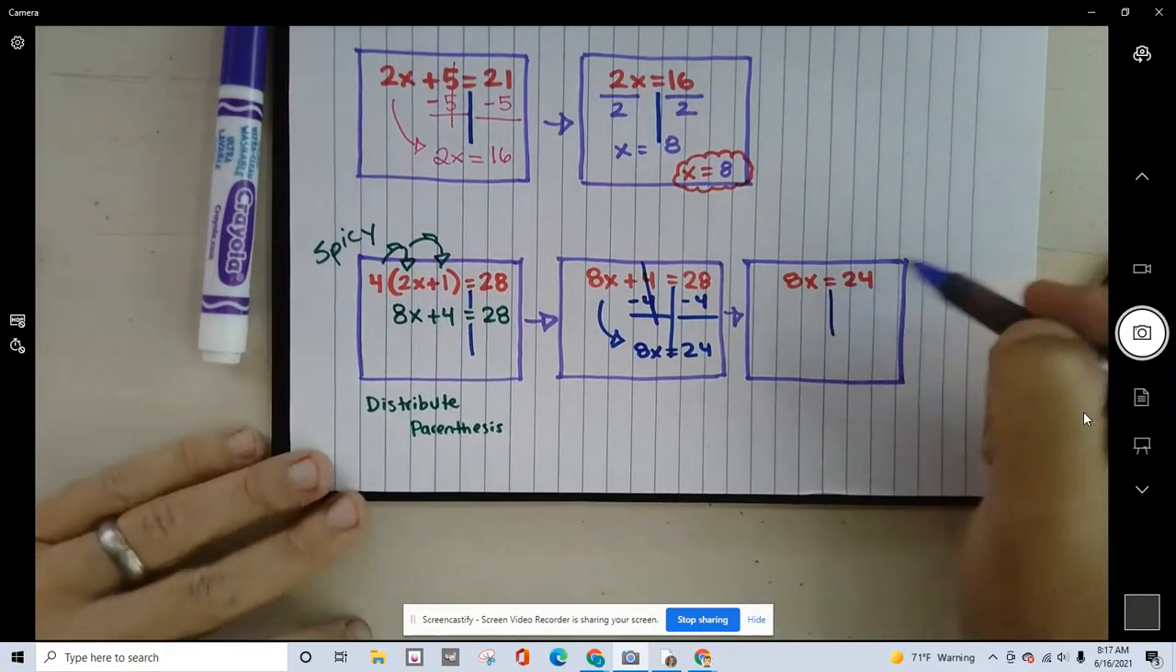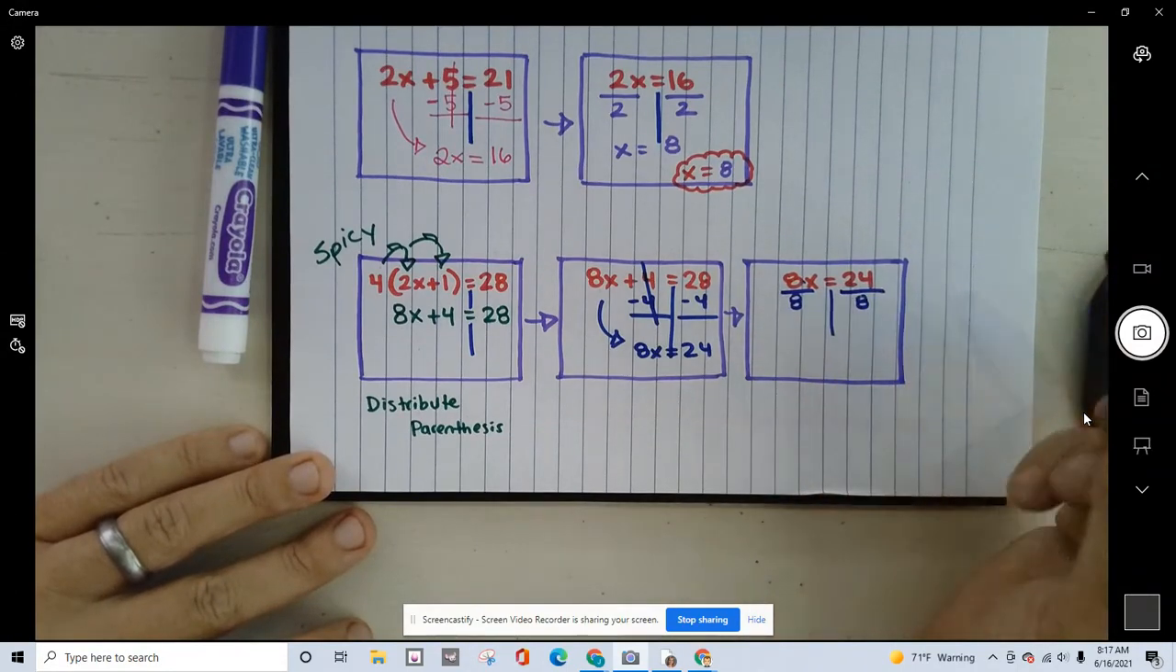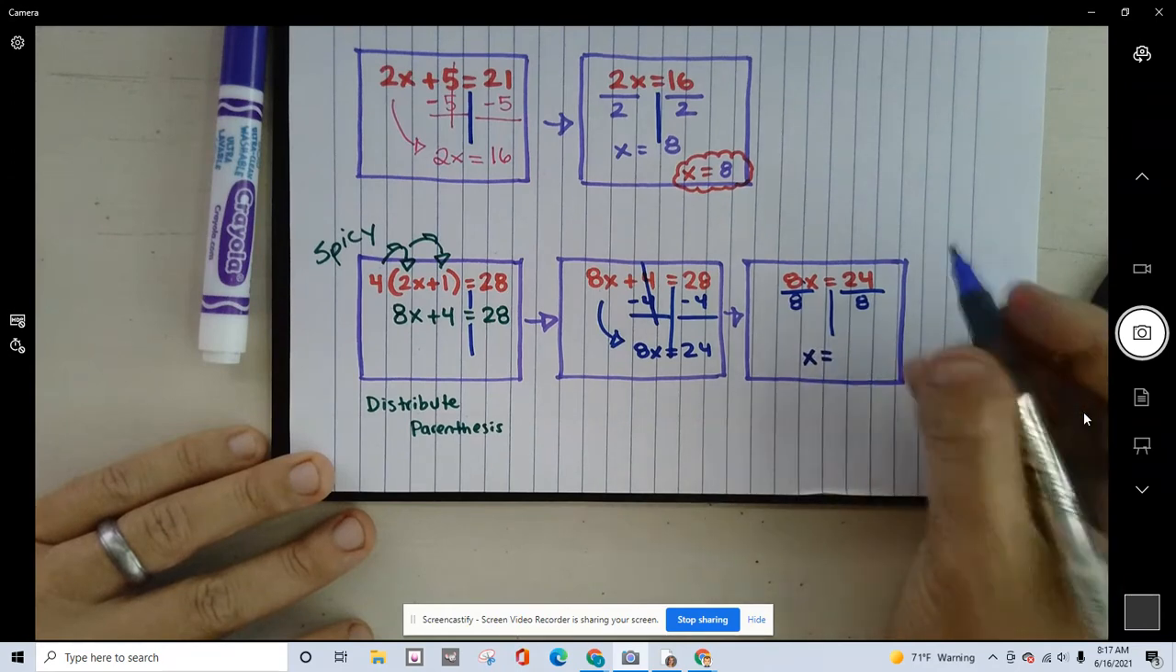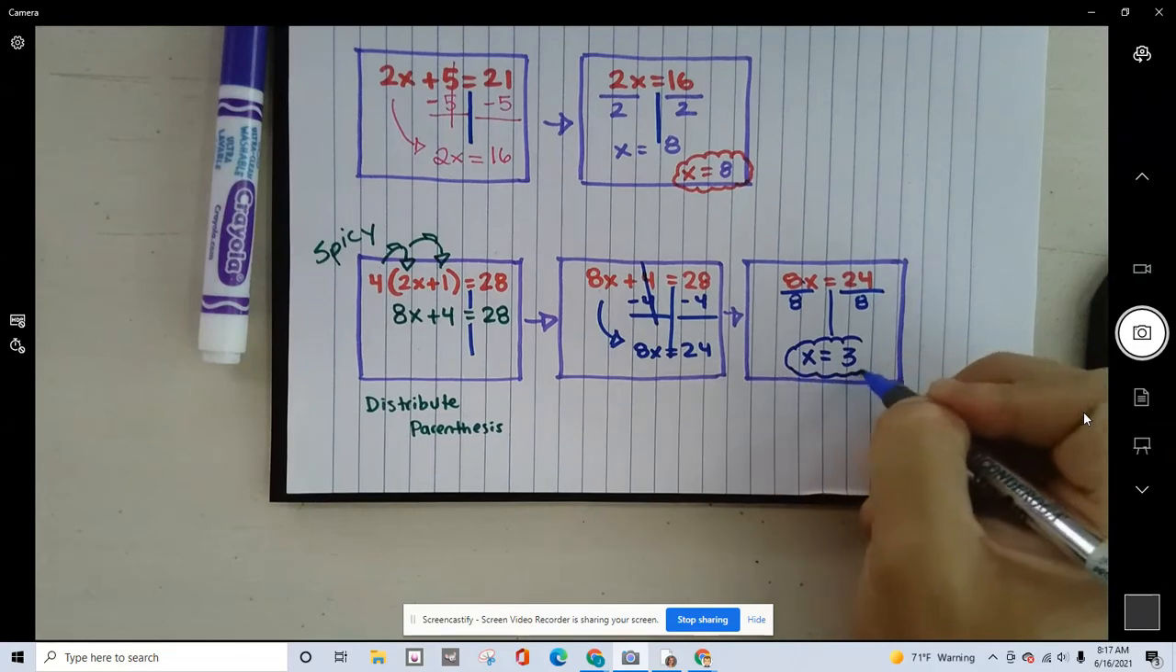And then you get to your last step. The opposite of multiplication of 8, divide 8. And you're going to get x equals positive 3. All right?